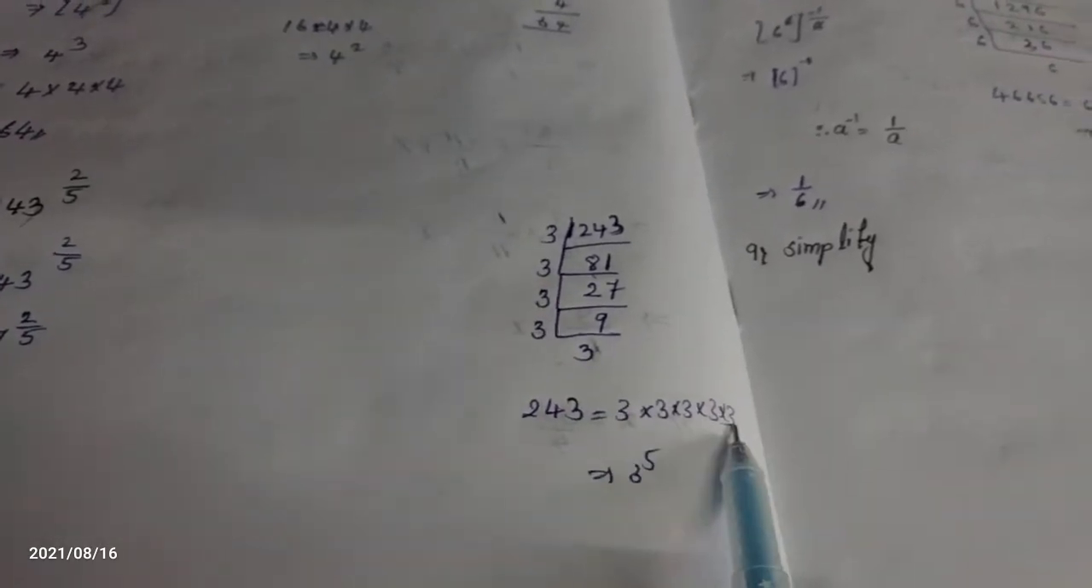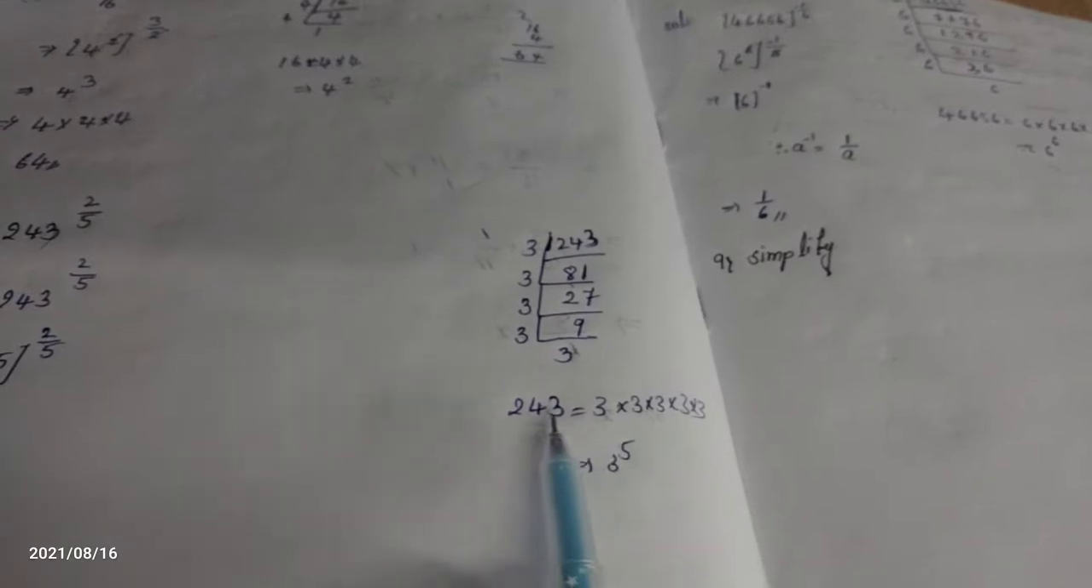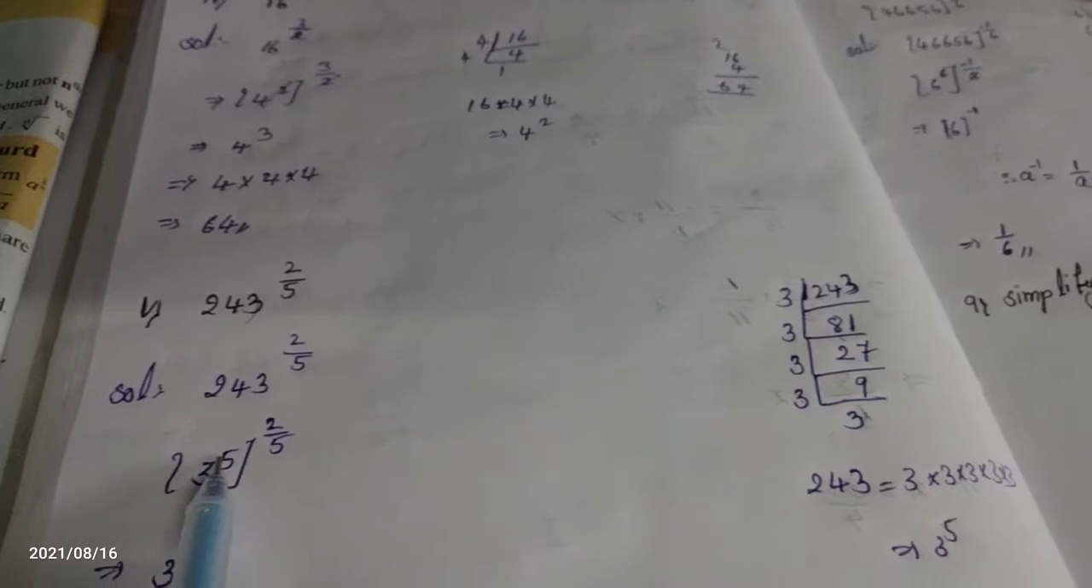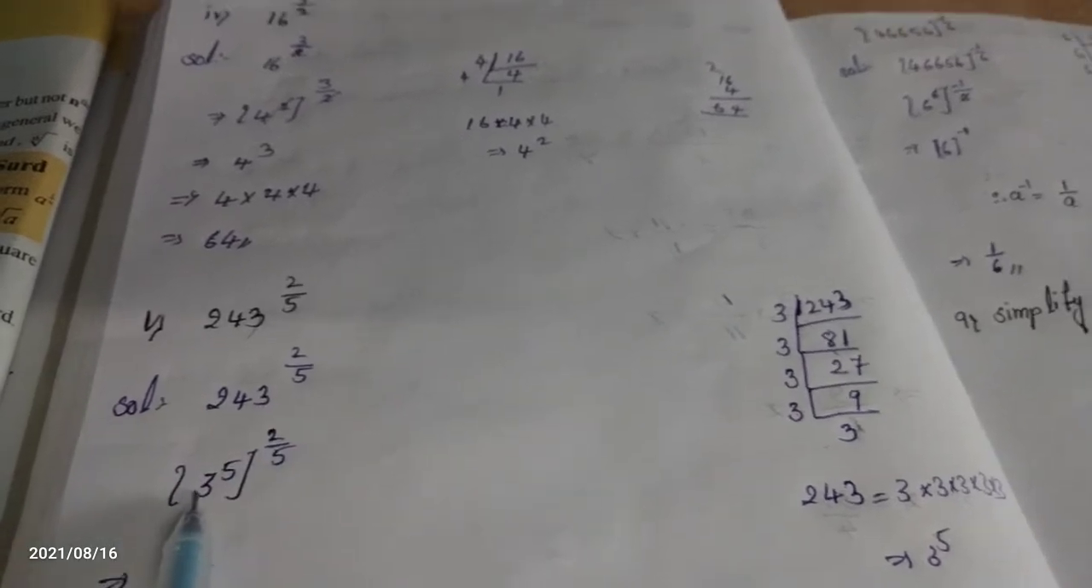This can be written as 3 to the power of 5. In place of 243 we replace it with 3 to the power of 5. We have changed the base number into a power of 5, so 243 is 3 to the power of 5.